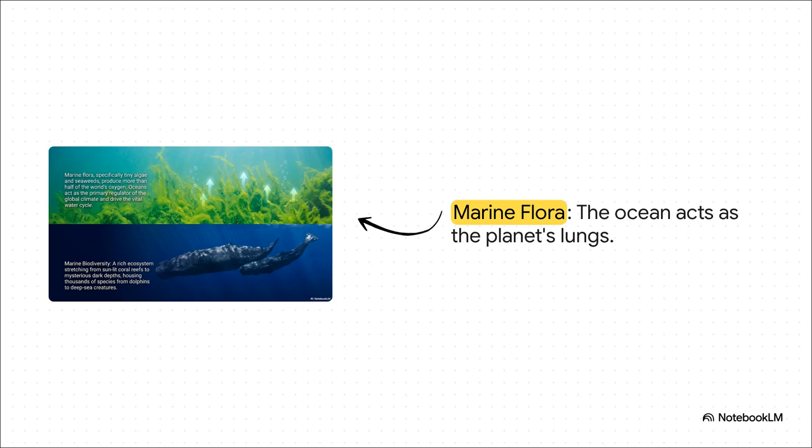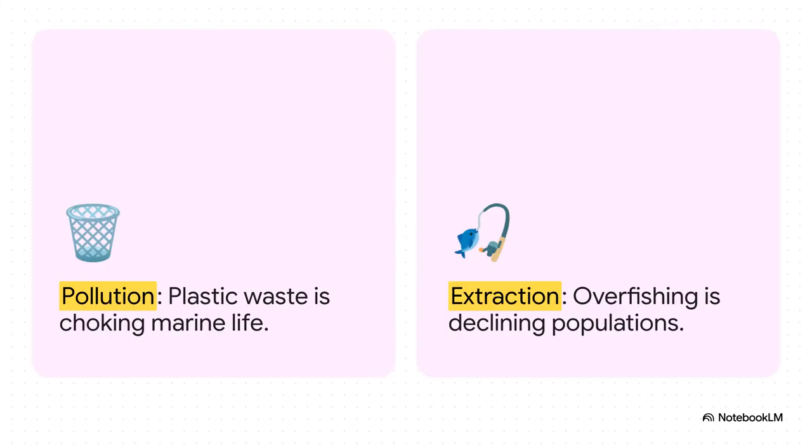Plus, the marine biodiversity is just staggering. It's a rich ecosystem stretching from sunlit coral reefs all the way down to the mysterious dark depths, housing thousands of species, from dolphins to massive sperm whales. But here is the unfortunate reality of the human footprint. We're hitting the oceans from 2 massive human-made angles.